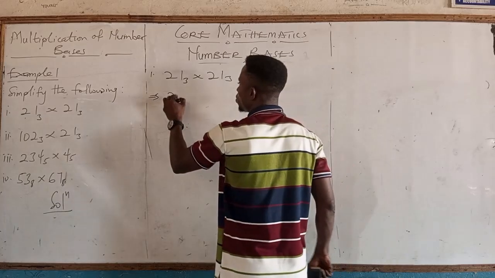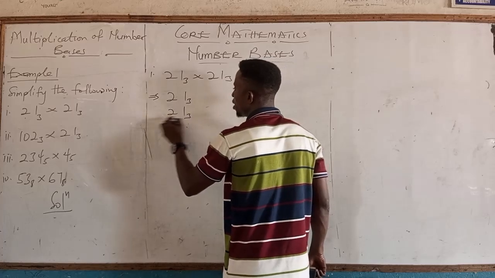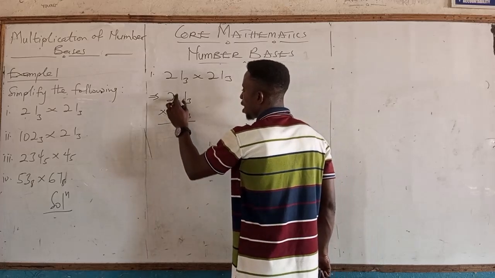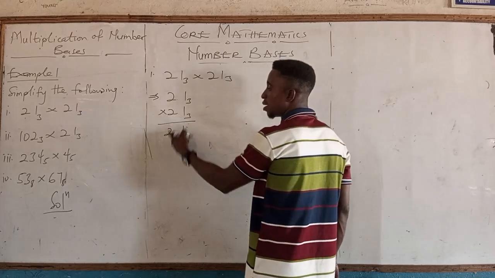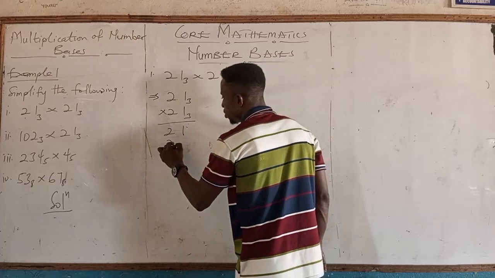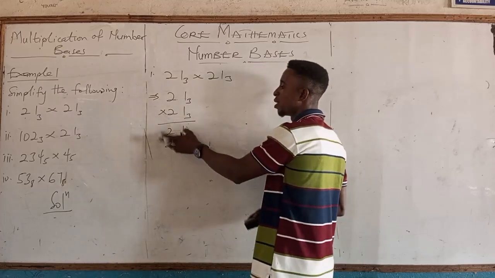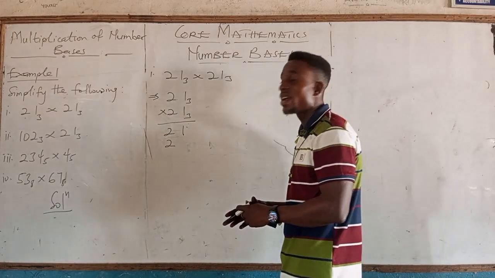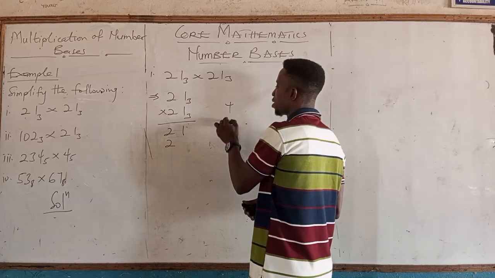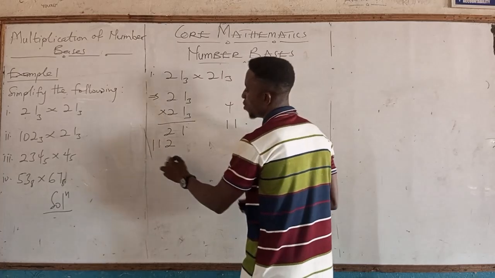So this one is 2 1 base 3 multiplying 2 1 base 3. 1 times 1 is 1. 1 times 2 is 2. Then coming to the second digit, the result goes under the second place. 2 times 1 is 2. Then 2 times 2 is 4. But in base 3, we don't have 4 as a digit, so we are not supposed to write a 4. We convert that 4 to base 3. How many groups of 3 can we have here? That is 1, remainder 1. So I put 1, 1.